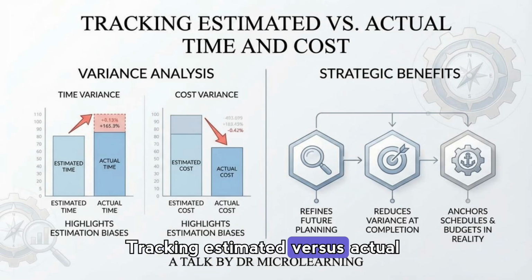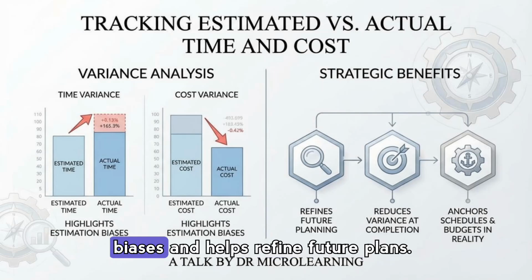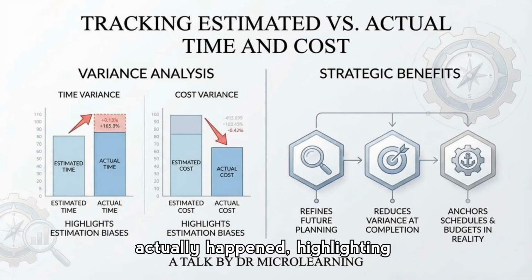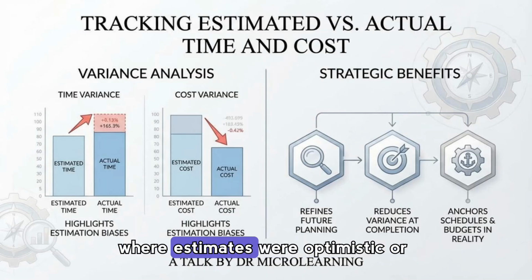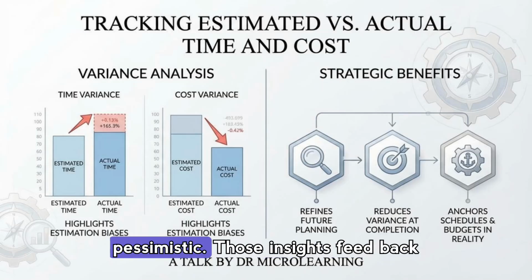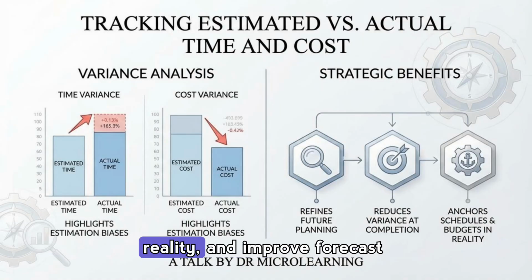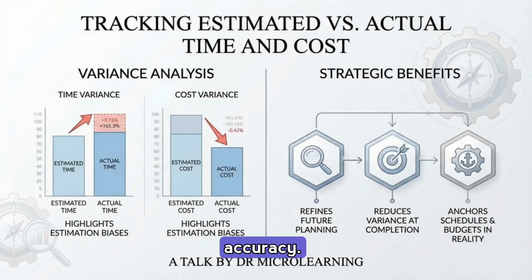Tracking estimated versus actual time and cost exposes estimation biases and helps refine future plans. The charts compare planned timelines and budgets against what actually happened, highlighting where estimates were optimistic or pessimistic. Those insights feed back into planning to reduce variance, anchor schedules and budgets in reality, and improve forecast accuracy.